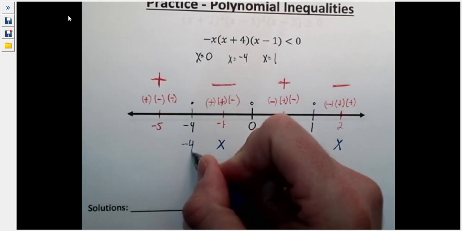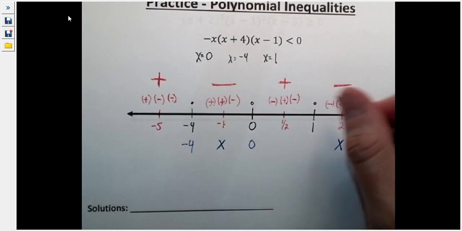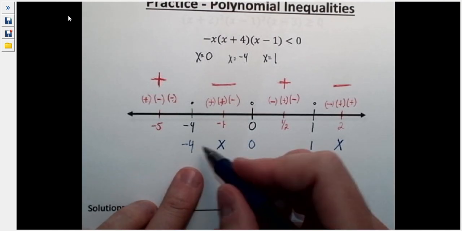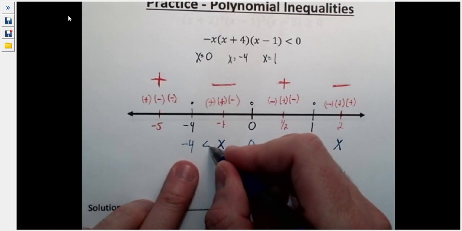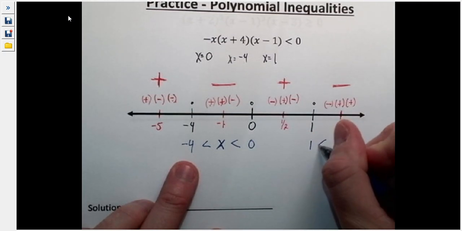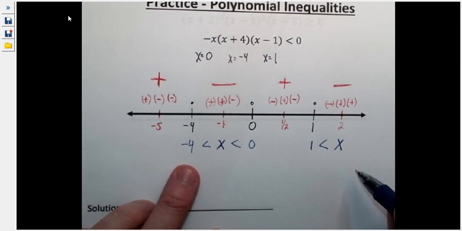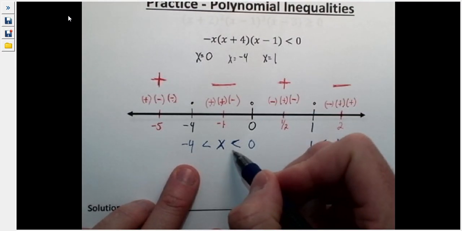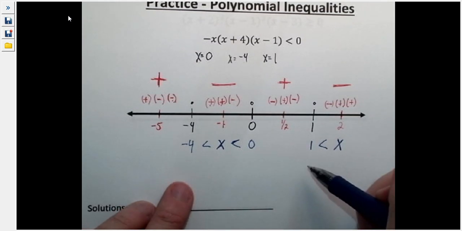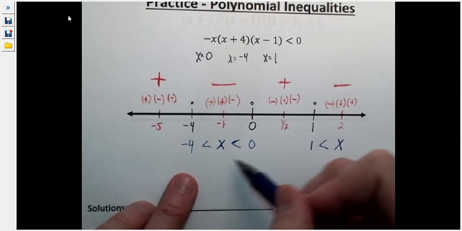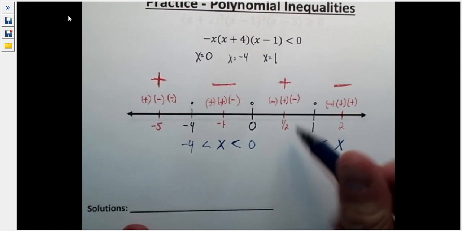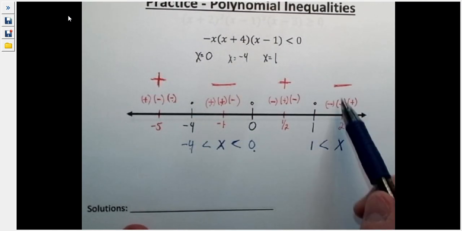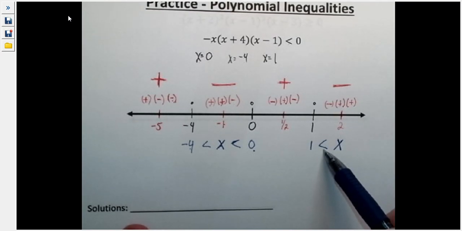Then I'm going to bring down my zeros. Wherever I have those zeros, I'm going to bring those numbers down like that. And then wherever I see an x and a number here, I'm going to put less than symbols, like this. Now, if this were equal to 0, I would use equal to as well. These are my solutions. This is less than 0 between -4 and 0, and x is greater than 1.